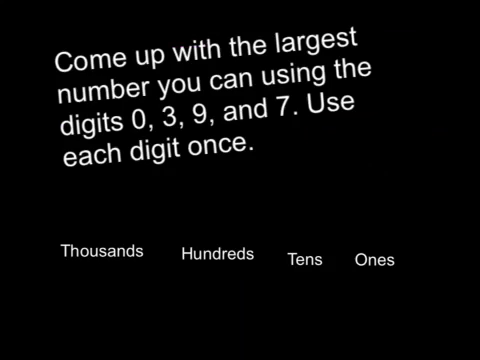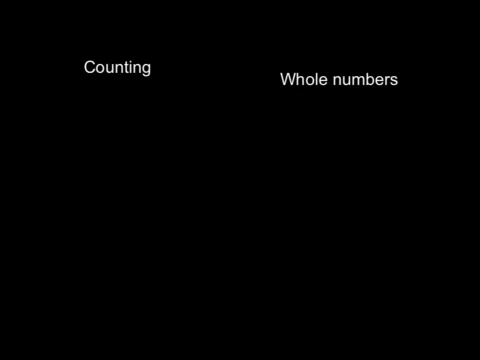Come up with the largest number you can using the digits 0, 3, 9, and 7. You can only use each digit once. Turn and talk and come up with the largest number. Right, the largest number at this point would put the smallest digit in the ones place. So there are 0 ones, 3 tens, 7 hundreds, and 9 thousands. Who can read this number? Right, it's 9,730.